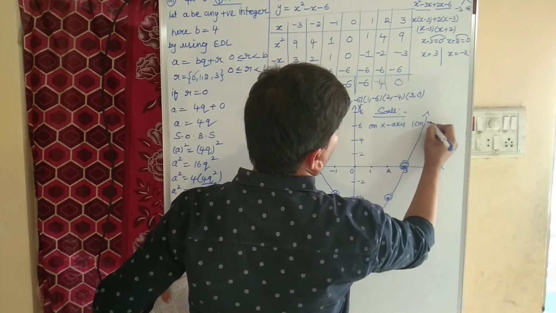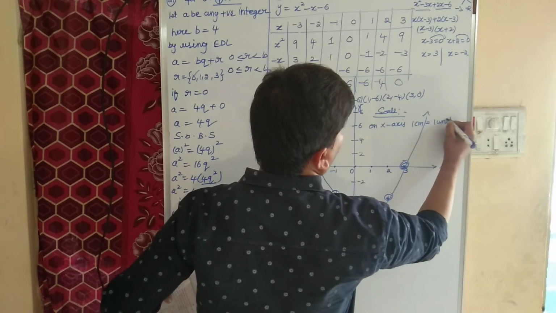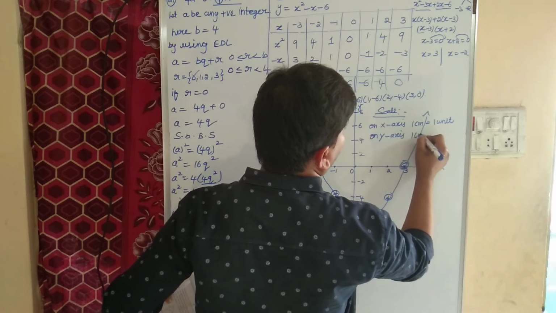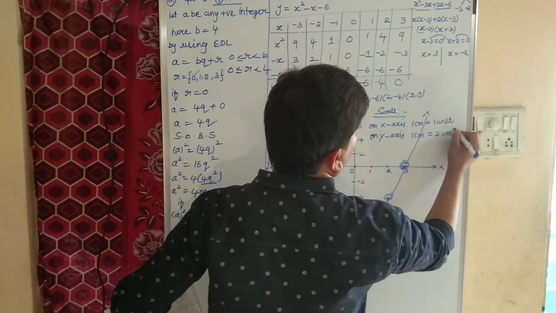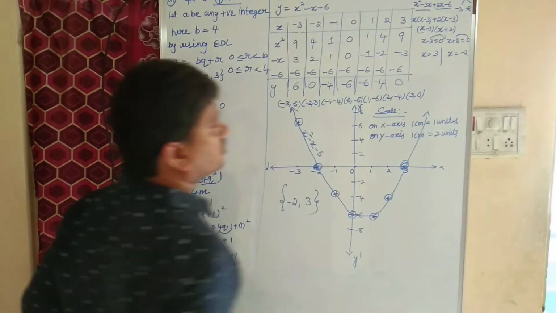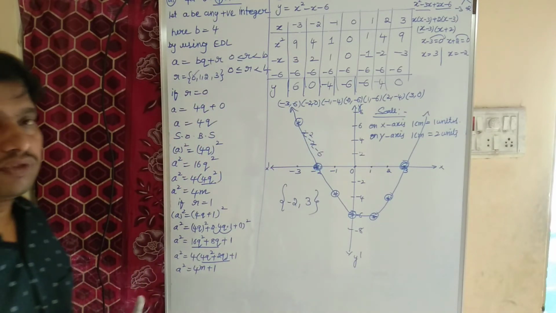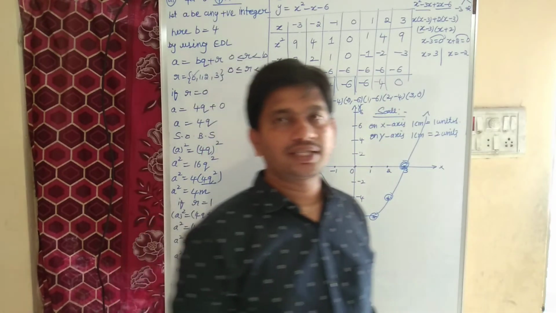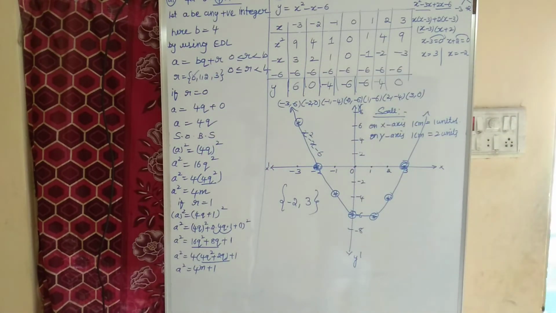As well as, we need to write the scale: on the x-axis 1 centimeter equal to 1 unit, on the y-axis 1 centimeter equal to 2 units, right? So this is one of the most important topics. Every year they are asking this type of question.